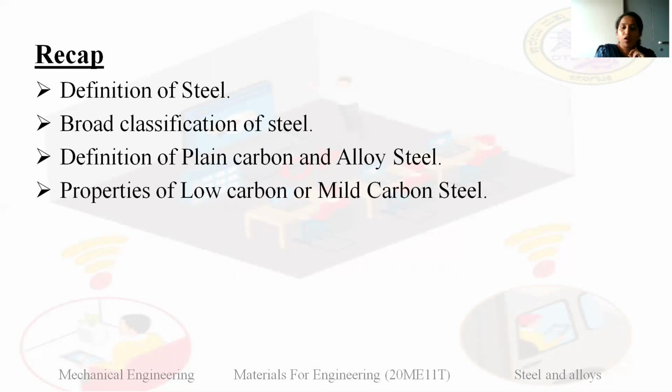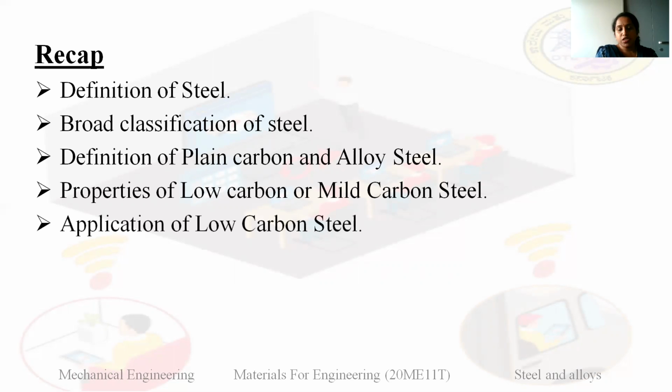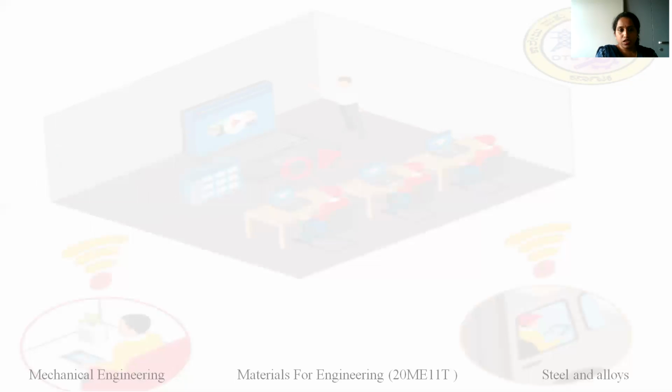Properties of low carbon or mild steel: it has good machinability and weldability. These are the properties of low carbon steel. When it comes to applications, it is used in making gears, in construction, in rivets, in sheets, and as blades, etc. Those are all the applications which we covered in the last session.